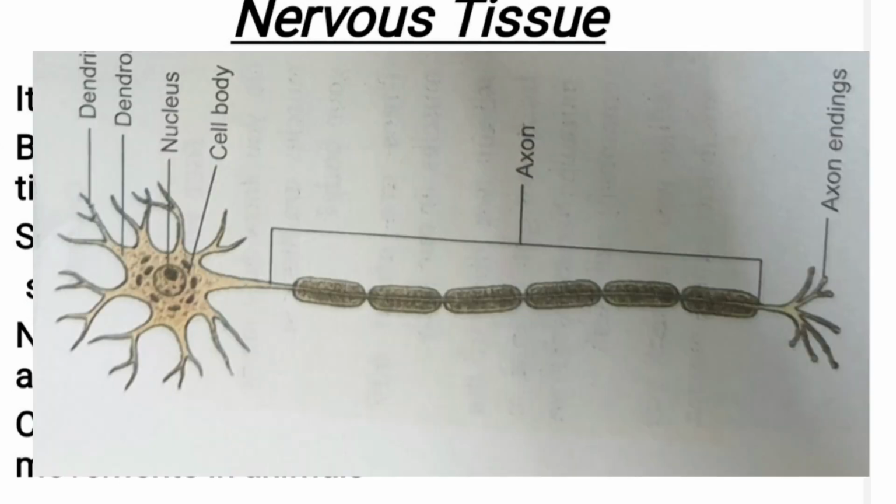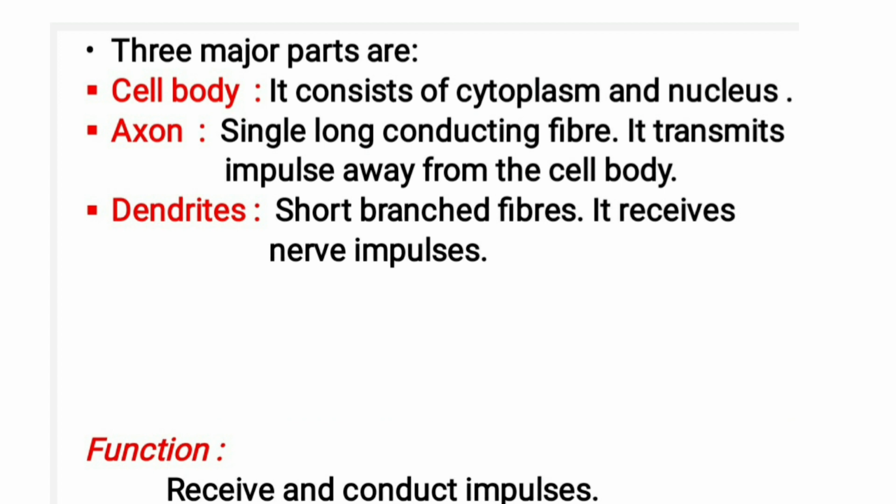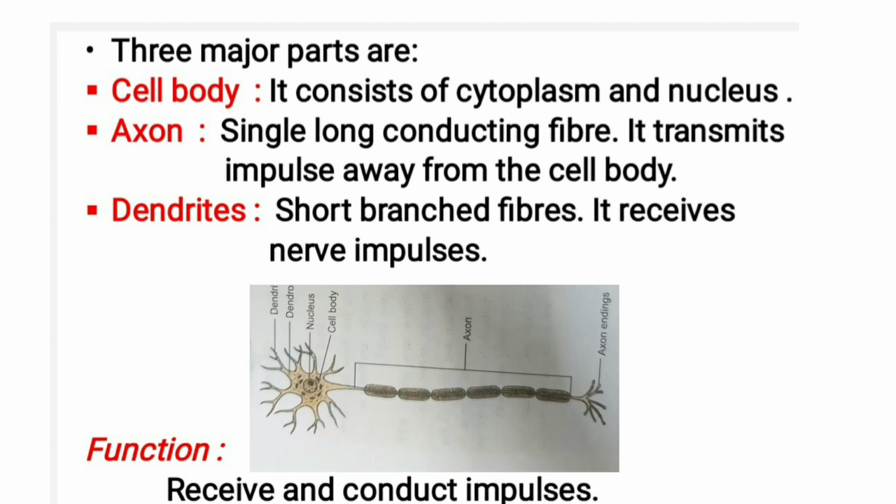Now the parts of a neuron. It consists of mainly three parts: cell body, axon, and dendrites. Cell body consists of cytoplasm, nucleus, and cell membrane. Axon is a single long conducting fiber extending from the neuron. It transmits impulse away from the cell body. Dendrites are short branched fibers of neuron which receive nerve impulses.